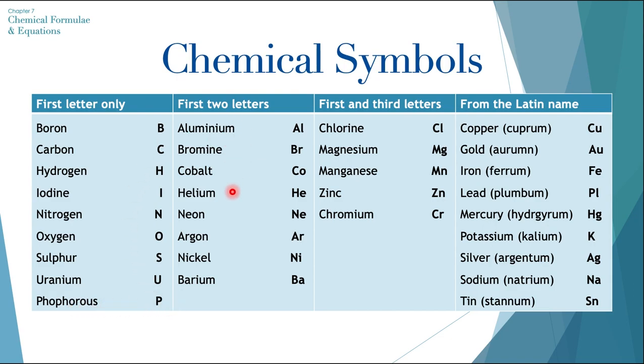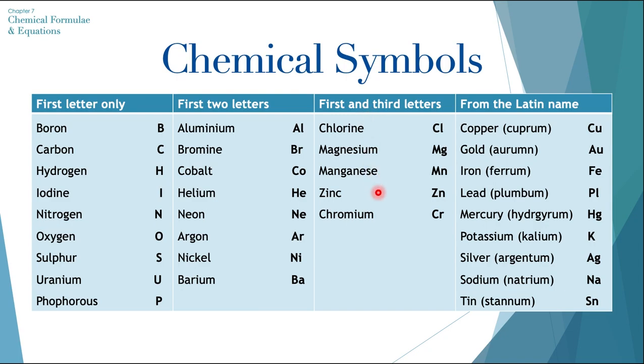Then we have the elements with the first two letters as their symbols. Like we have a name like aluminium, and the first two letters of this name would be the symbol of this. So aluminium is Al, bromine is Br, cobalt is Co, helium is He, neon is Ne, argon is Ar, nickel is Ni, barium is Ba. All the first two letters, as you can see.